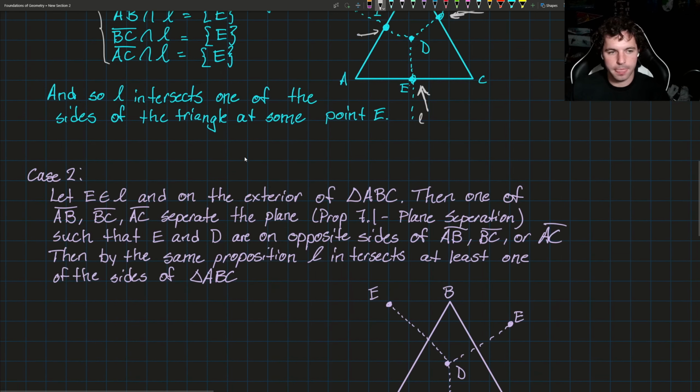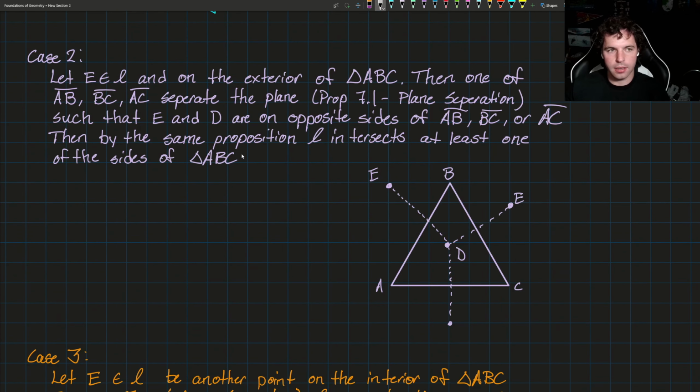So that's case 1. Case 2 is a little bit trickier because it's not as direct. So let E be on L and now on the exterior of triangle ABC, so we have one of these 3 cases drawn. Then one of AB, BC, or AC separate the plane by prop 7.1, plane separation. No, this is 7.1. Such that E and D are on opposite sides of AB, BC, or AC. Then by the same proposition, L intersects at least one of the sides of triangle ABC.